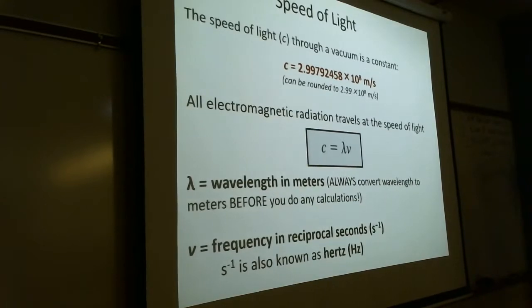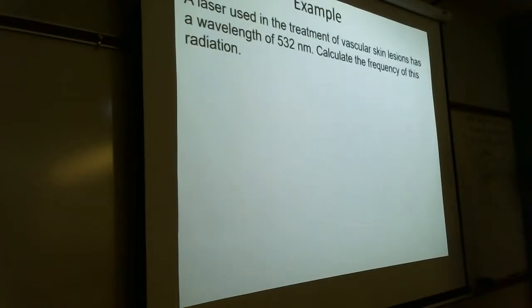Feeling good about this? Physics stuff. So if you've taken physics or even physical science lately, it's probably a review. So let's do this one together. A laser used in the treatment of skin lesions has a wavelength of 532 nanometers. What is the frequency of this radiation?